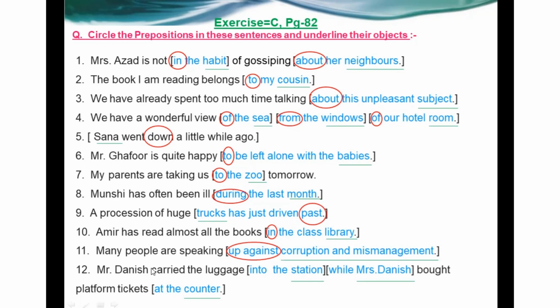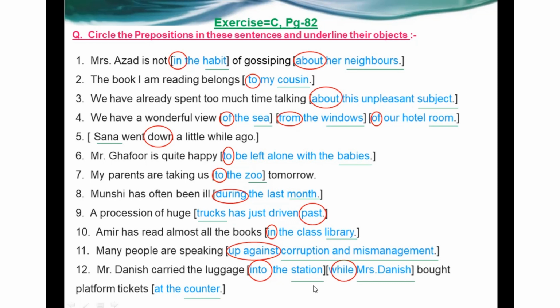Number 12, Mr. Danish carried the luggage into the station. So students, in this phrase, what preposition do we have? Into, okay? And station is our object, so you will underline it. Next preposition we have here is while, okay? And Mrs. Danish is our object. Mrs. Danish is the proper noun, okay?